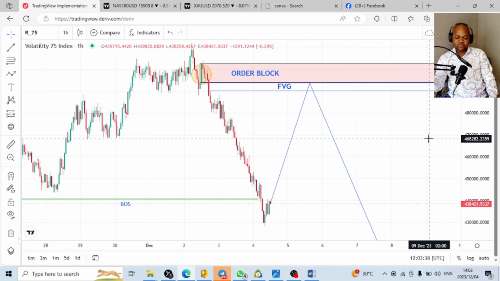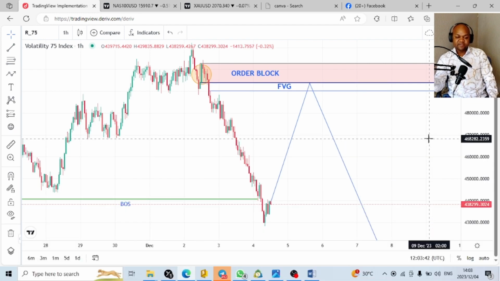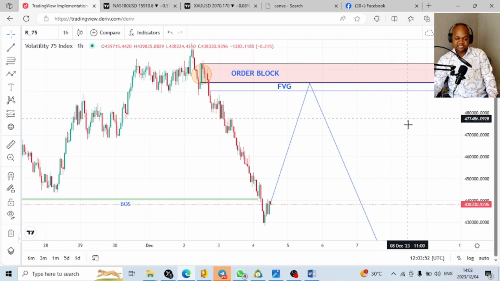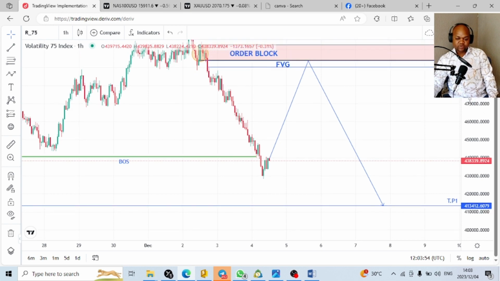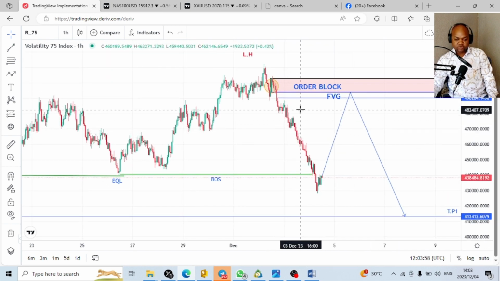But where are we going to sell? We are going to sell when price is in the premium, and in the premium we have an institutional reference point, which is the order block. So when price moves back to grab internal range liquidity, price is supposed to reverse at that fair value gap, that order block that we have at this particular position, and then it will continue to move downward.